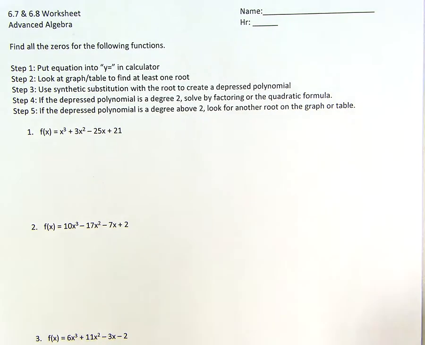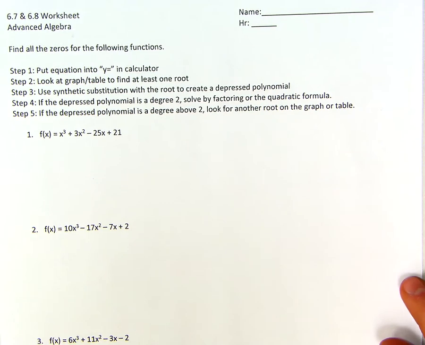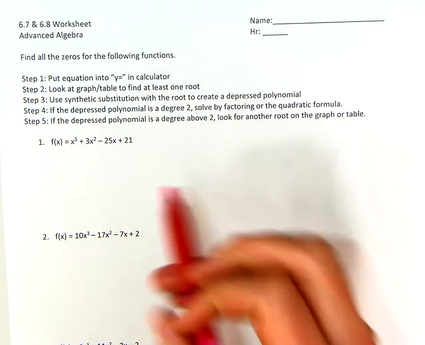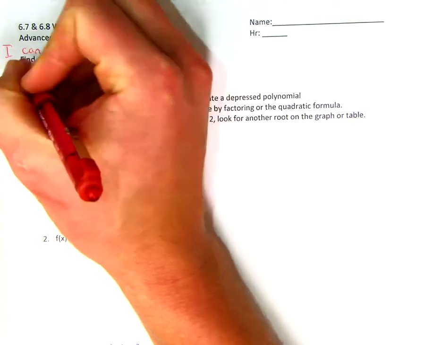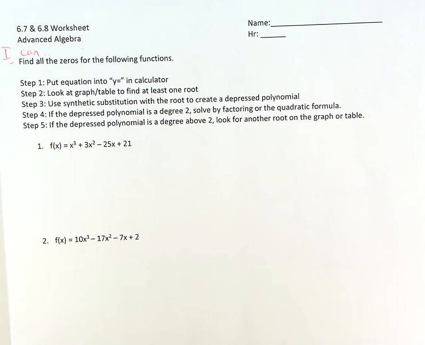Alright, so this is 6768. I'm not going to put anything in the guided notes. I'm just going to show you the examples on the worksheet. Basically, the worksheet just looks a lot better than my guided notes that I printed out before. So basically, the 6768, our learning target, instead of just finding all the zeros, we're going to have "I can find all the zeros for the following functions."